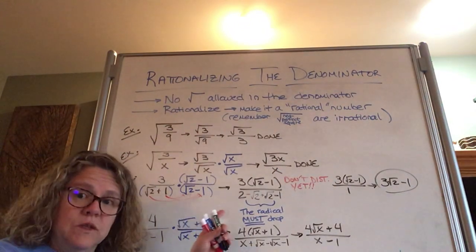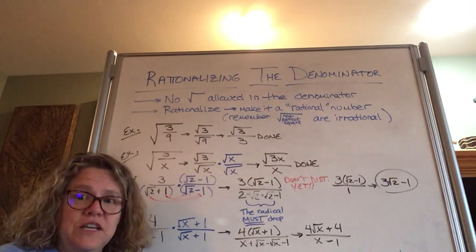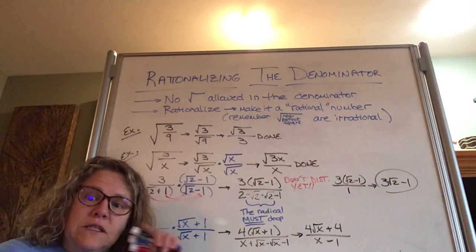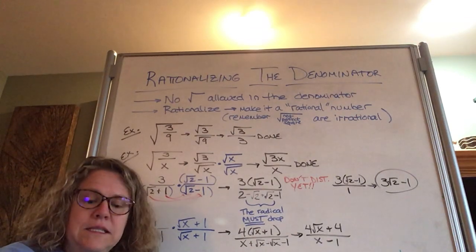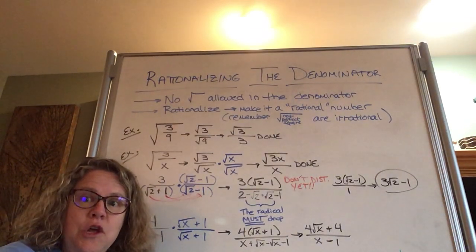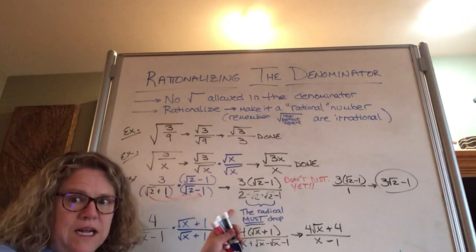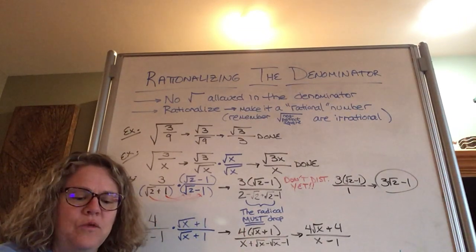Now, if there's an equal sign, which there will be in another section or so, then I can absolutely square both sides in order to get rid of that radical. But there is no equal sign here, gentlemen, so I cannot do that, okay?